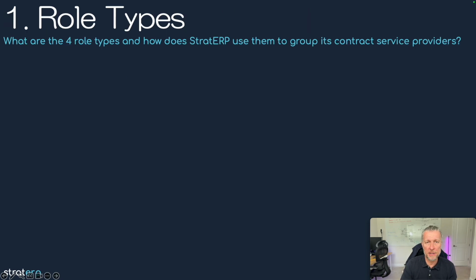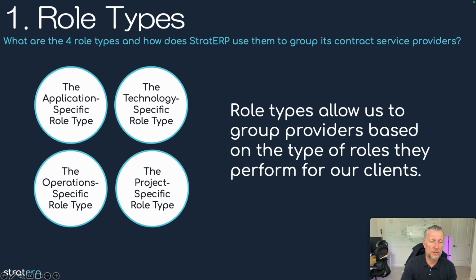What are the 4 role types and how does Strat ERP use them to group its contract service providers? So again, if you saw the first presentation of structure, this is a little bit of a rehash. If you didn't, let me explain it. There are application-specific roles or role types, and in the business world, they call those functionals, SMEs, leads. And then there are technology-specific role types. These are the tech architects, the tech leads, the solution architects, but they're really specific to a technology, as opposed to the other ones, which are specific to an app or a functional area.